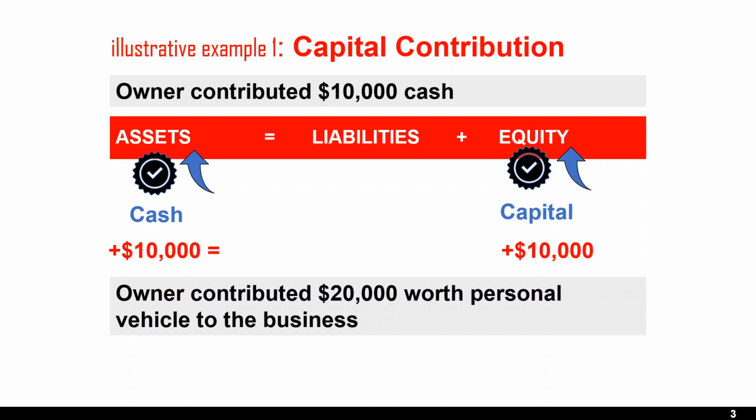Owners can also bring personal assets to the business. In this example, owner contributed 20,000 worth of personal vehicle to the business. It has the same effect as in the above example, but instead of cash, now it increases the vehicle asset by 20,000 and increases equity by 20,000, which will then balance the accounting equation.